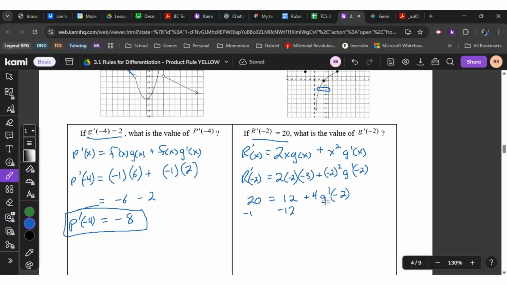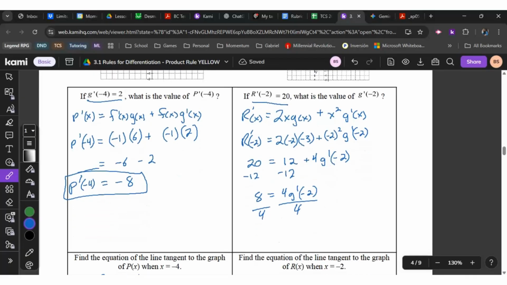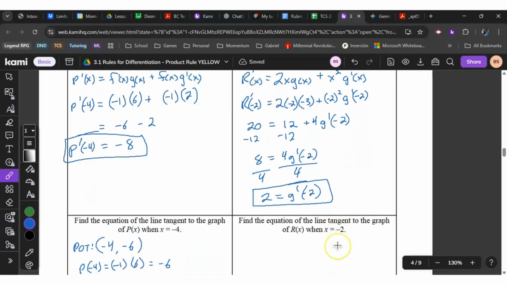Move the 12 over. I'm going to get 8 equals 4 g prime of negative 2. Then I'm going to divide both sides. And so 2 is equal to g prime of negative 2. Okay. And that's it. Make sense? So they just gave us a different starting parameter so we can find a different part of the equation.